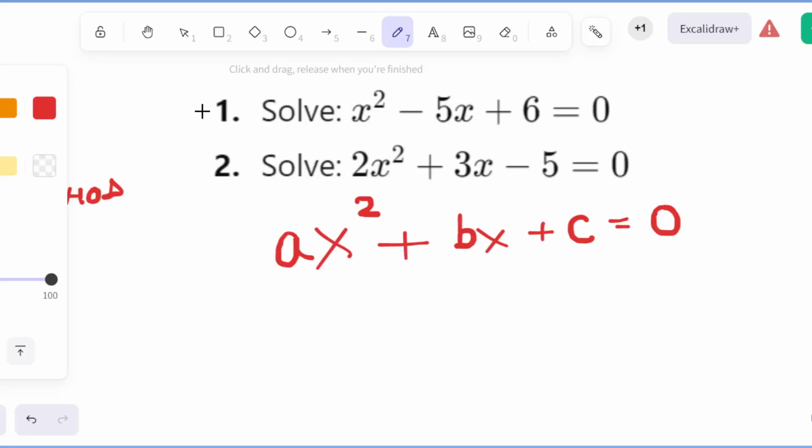So if you take the first one, tell me what is the value of a. If you compare this number one quadratic equation with the standard quadratic equation, what will be the values of a, b, and c? What is there with x square? That is a. What is the coefficient of x square?